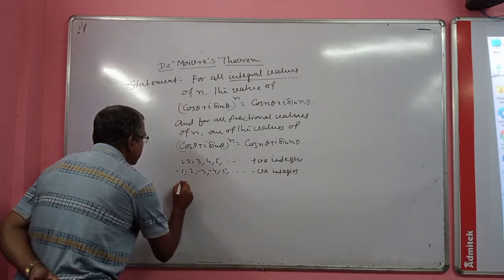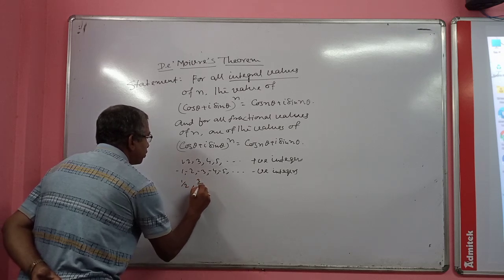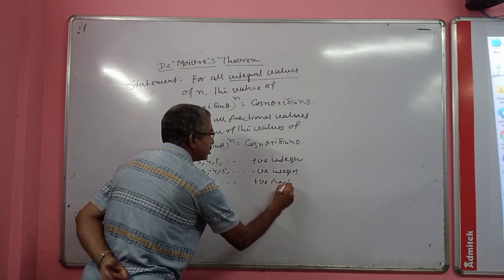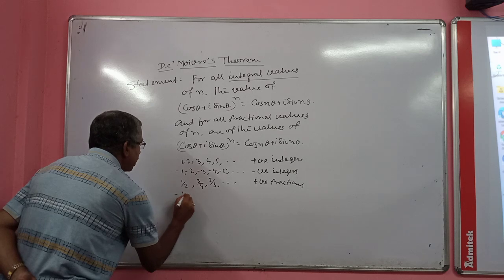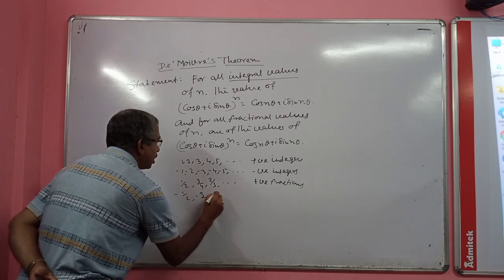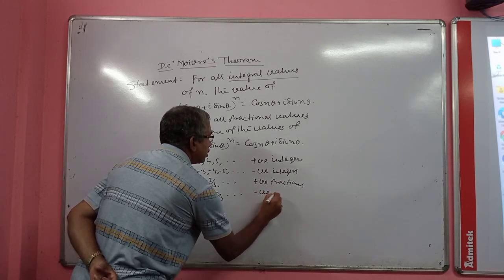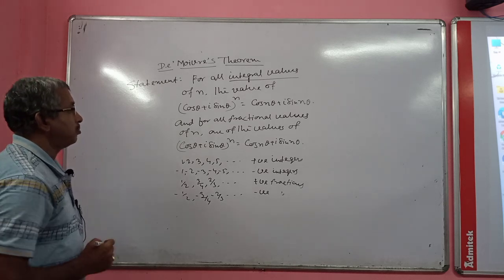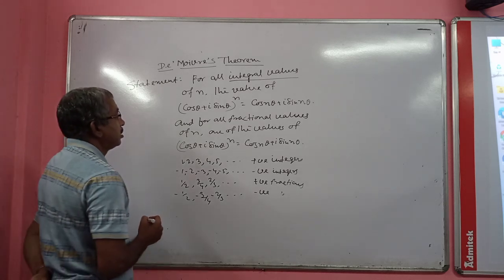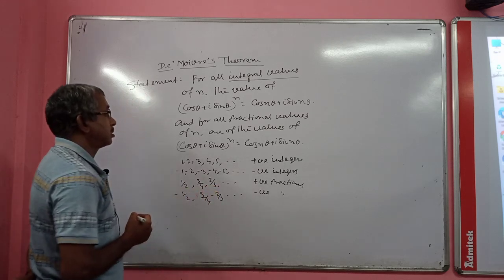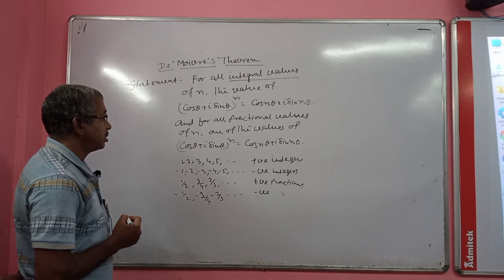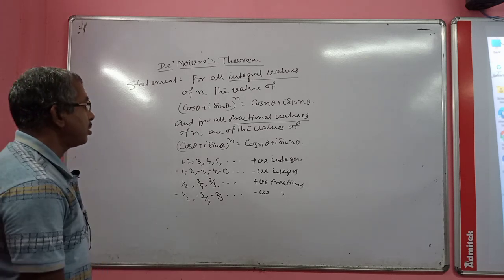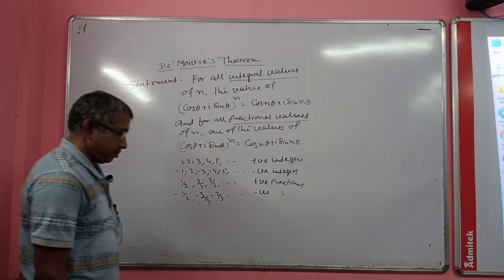Similarly, the fractional values such as 1 by 2, 3 by 4, 2 by 3, etc. are positive fractions, and minus half, minus 3 by 4, minus 2 by 3 are negative fractions. So, we now prove the theorem mainly in two parts: one is for integral values and the other is for fractional values.